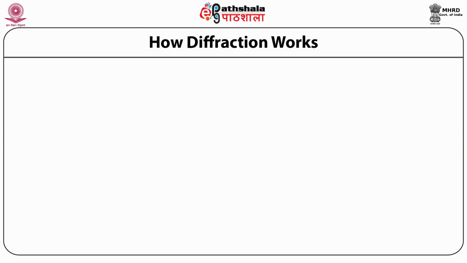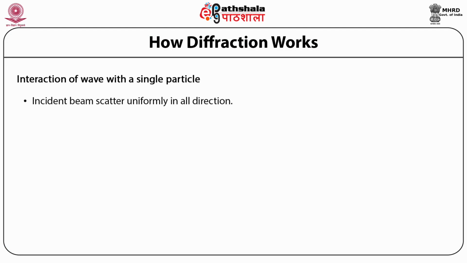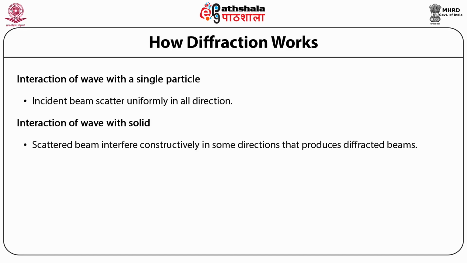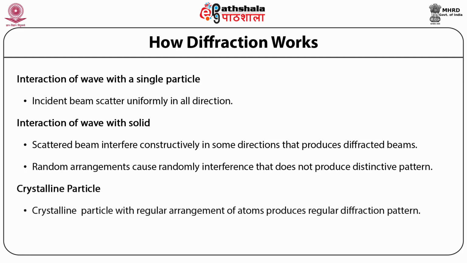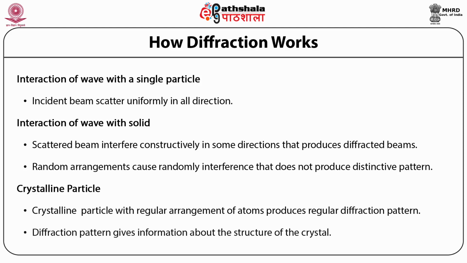How the diffraction process works. Number 1, interaction of the wave with a single particle: the incident beam scatters uniformly in all directions. Number 2, interaction of the wave with solids: the scattered beams interfere constructively in some directions, which produces diffracted beams. Random arrangements cause random interference that does not produce a distinctive pattern. Then a crystalline particle, with a regular arrangement of atoms, produces a regular diffraction pattern. The diffraction pattern gives information about the structure of the crystal.